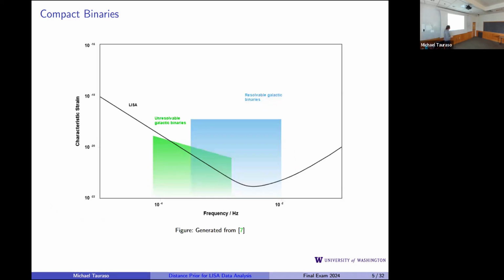This is the LISA sensitivity curve. LISA can essentially resolve things that are above the curve. We're expecting that the unresolvable ones are going to bump this curve up in this area, and that the resolvable ones are going to sit over there.